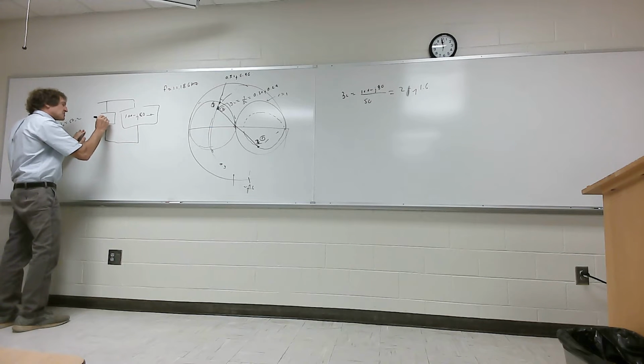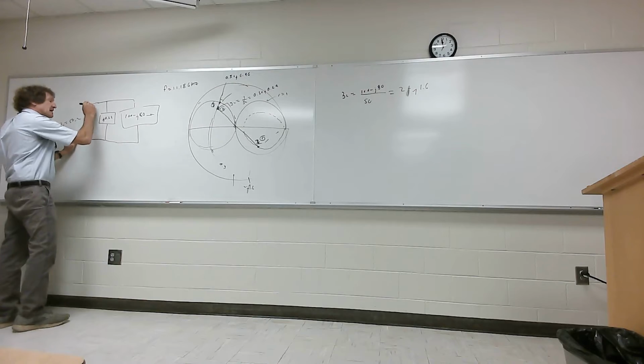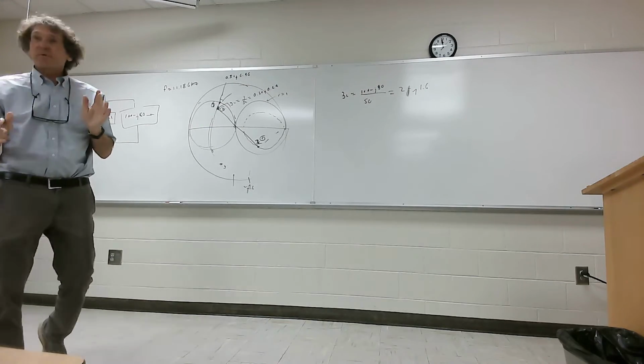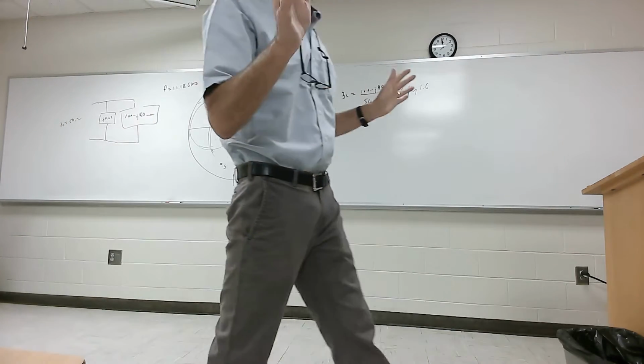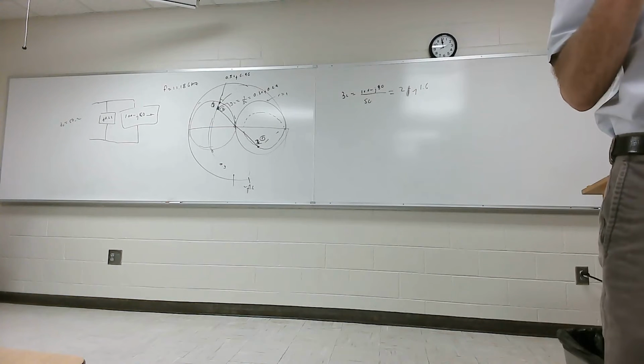So that means the normalized admittance here is going to be J 0.22. I have to add that. Do you all agree with me? Take a moment, just make sure there's absolutely no confusion about this.